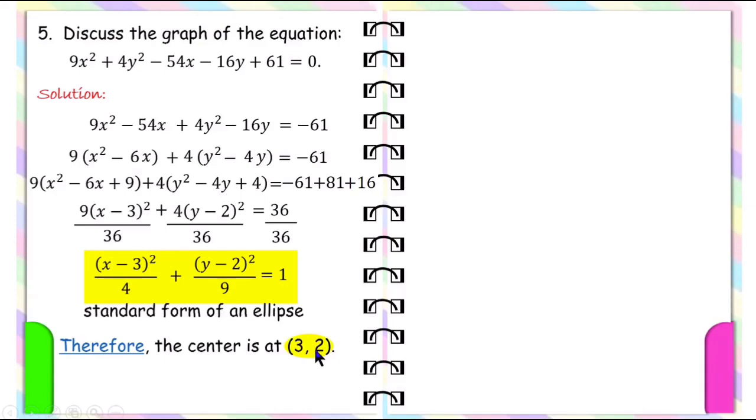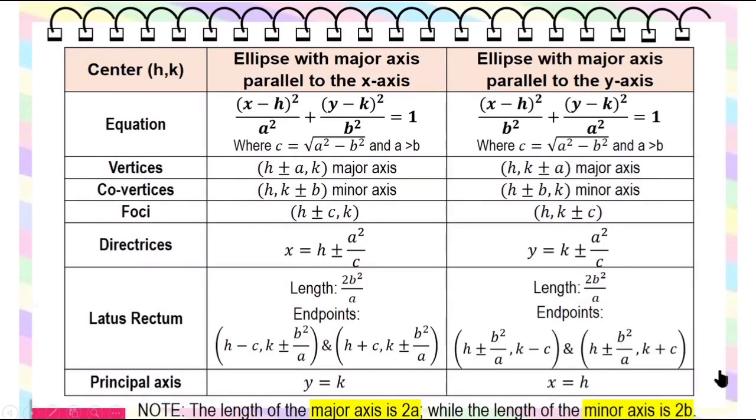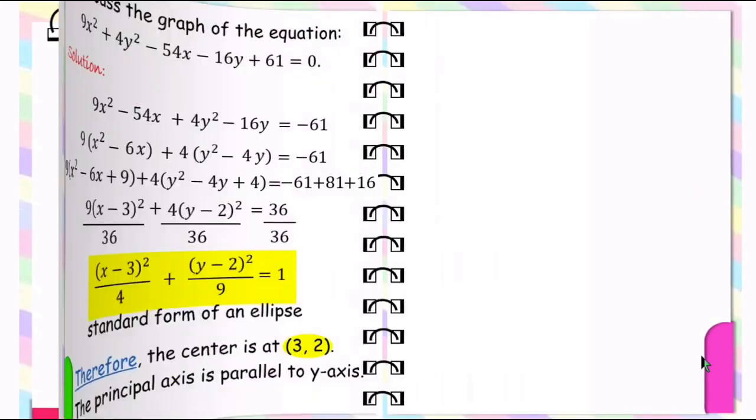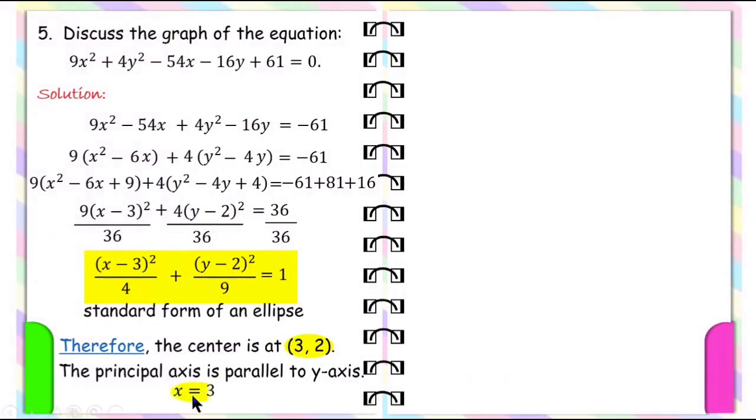The principal axis is parallel to the y-axis since the denominator of the y squared term is greater than the denominator of the x squared term. So these are the vertices, the co-vertices, the foci, directrices, latus rectum, and the equation of the principal axis. Thus, the principal axis is the line x equals h or x equals 3. a is equal to 3, square root of 9 is 3, while b is equal to 2, square root of 4 is 2.